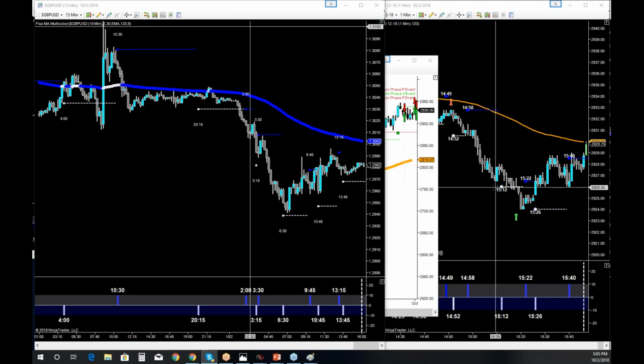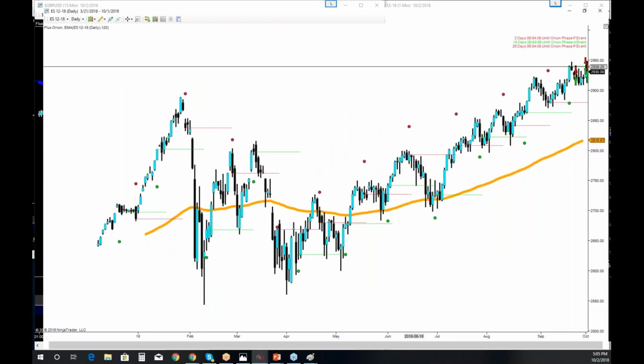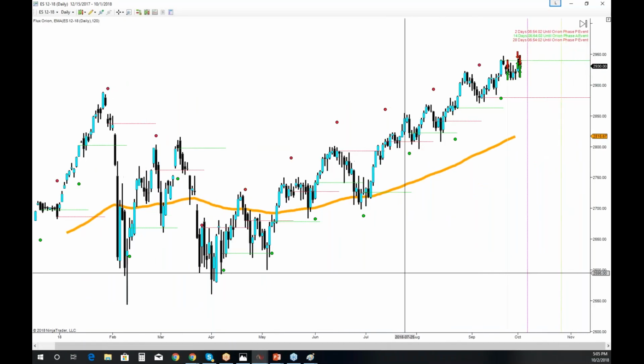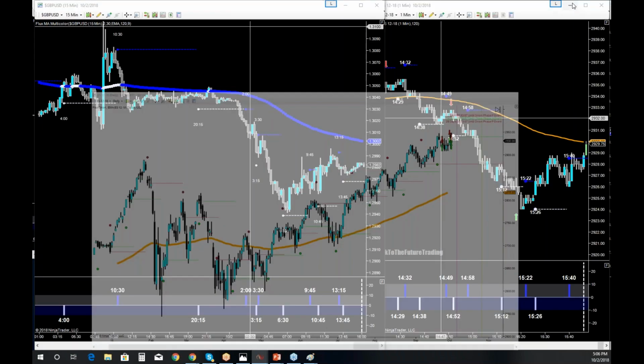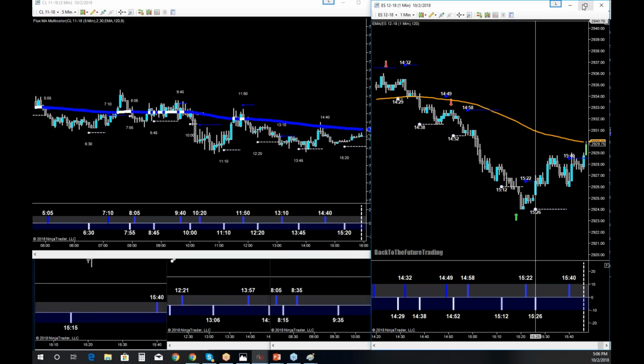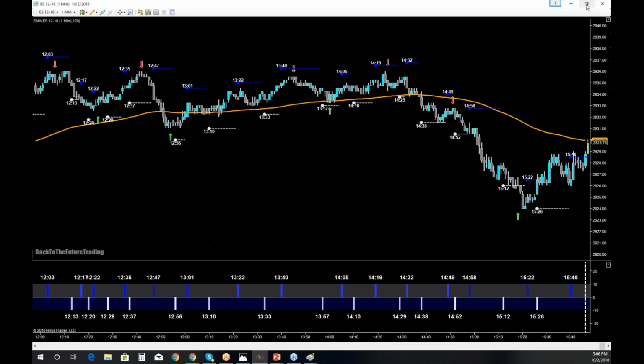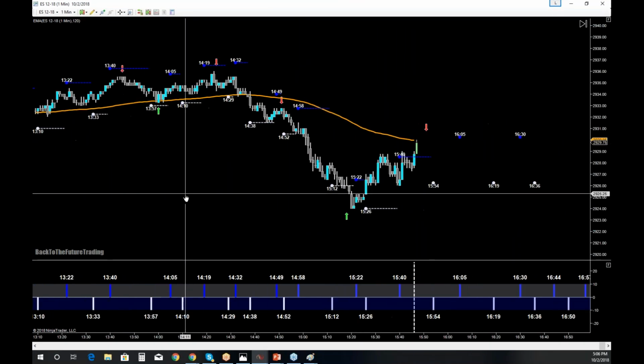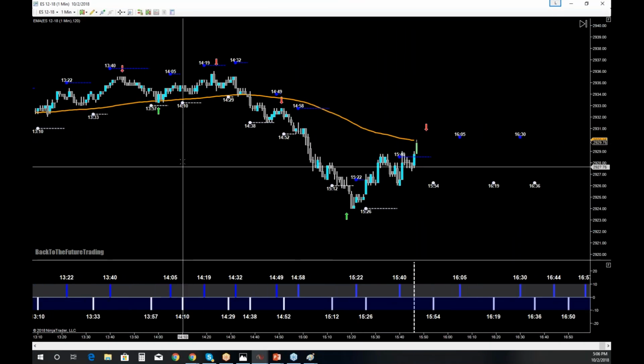So here's what I did. I built a tool that does this. I have examples of it here on a daily chart. I have examples of it on an intraday chart. Let's go back and look at the E-mini S&P today on a 3-minute and a 5-minute chart, and I want you to see how this works in an automated environment.